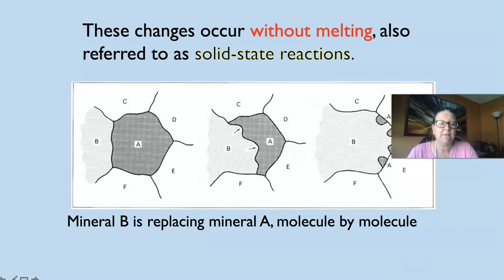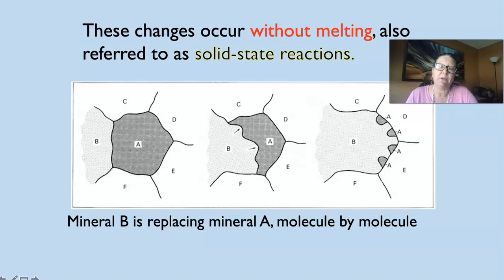And so what happens when metamorphic reactions occur is something we call solid state reactions. Everything remains solid. Now in some cases they get very close to becoming fluid, but in metamorphism things remain solid. So here's an example from this cartoon of how mineral B is replacing mineral A molecule by molecule. So here's mineral A and here's mineral B. And over time, mineral B grows at the expense of mineral A. So you can think of it as swapping out atoms bit by bit, and mineral B is growing.